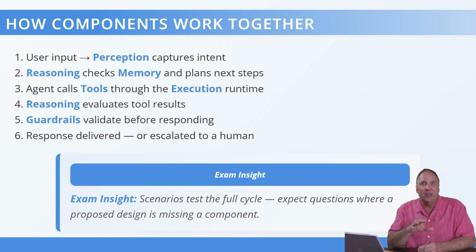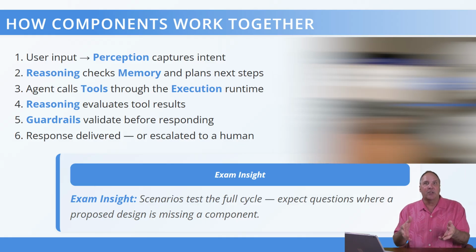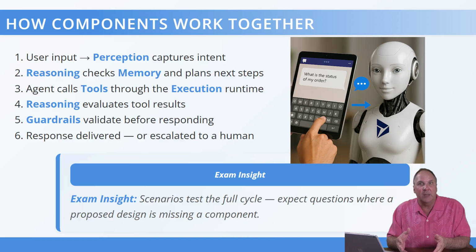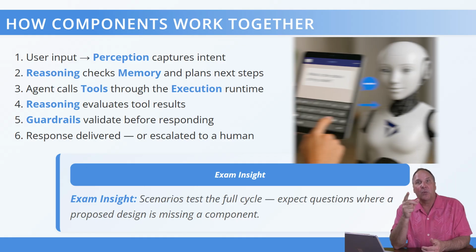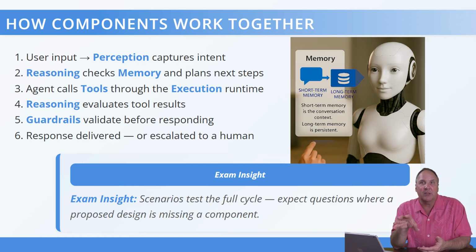Now, here's the key. These components don't work in isolation. They work in a cycle. Let me walk you through a concrete example. Let's say a customer sends a message through Teams asking about the status of their order. Perception captures the message and identifies the intent. Reasoning checks memory and discovers that this is a repeat inquiry. The customer asked about the same order 2 days ago.